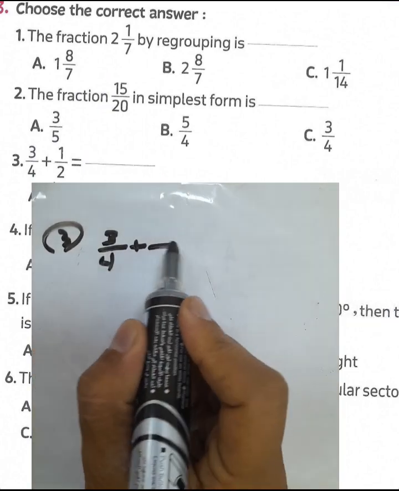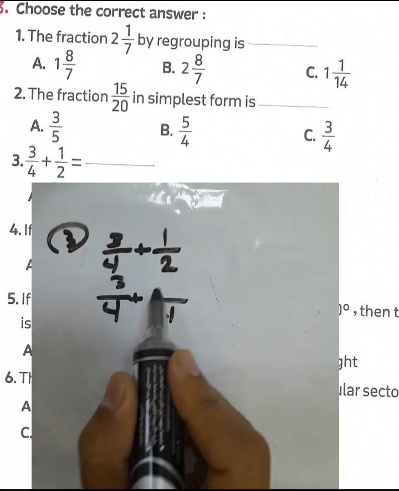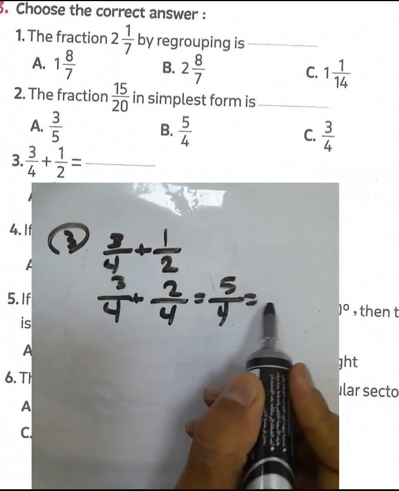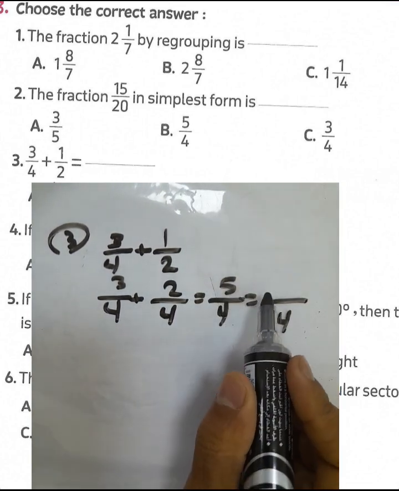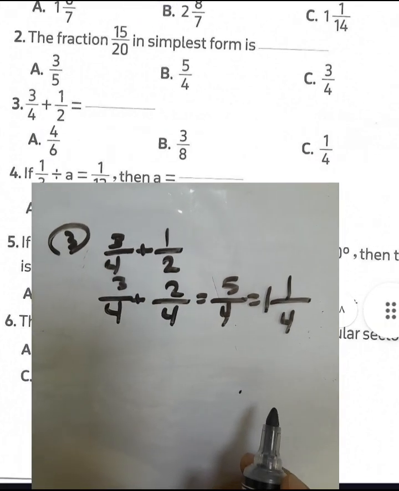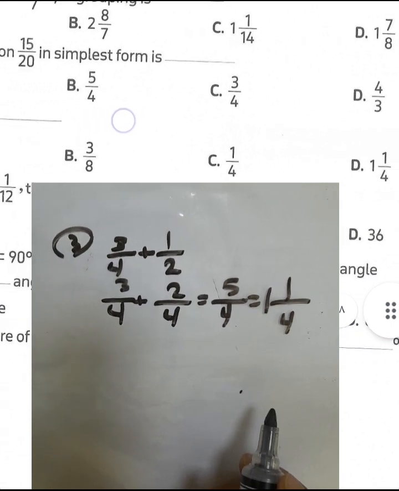3 over 4 plus 1 over 2. We can write 4 in the denominator. 2 times 2 equals 4, and 2 times 1 equals 2, then the sum of them will be 5 over 4. You can simplify it. 5 divided by 4 equals 1, and the remainder 1. The result will be 1 and 1 over 4. Choose letter D.